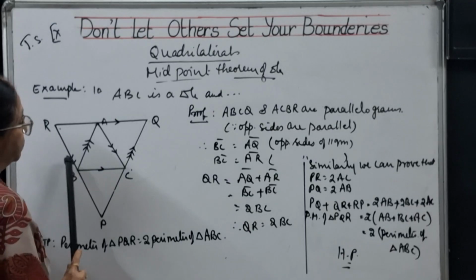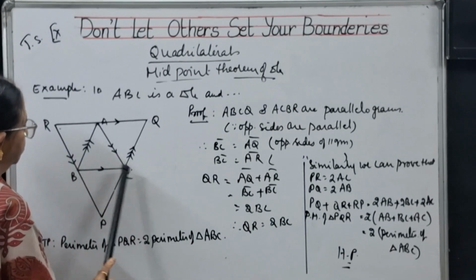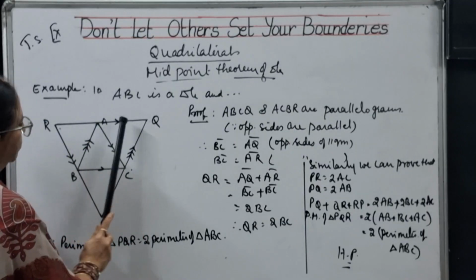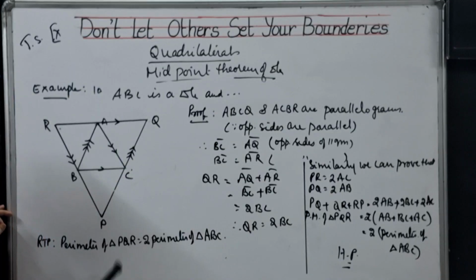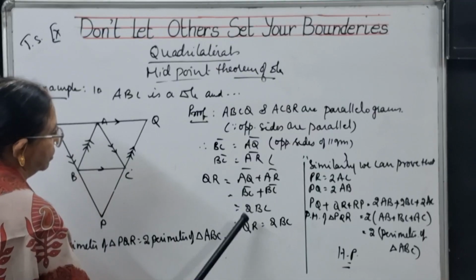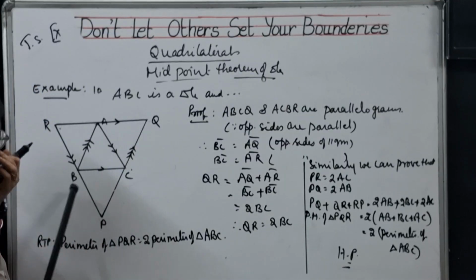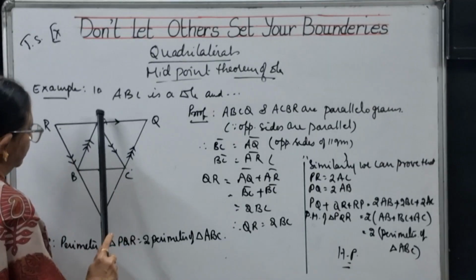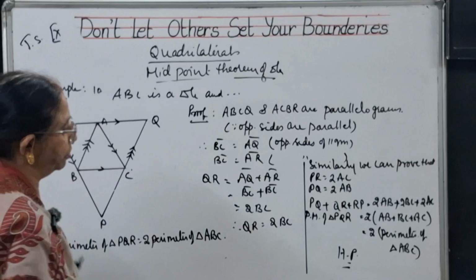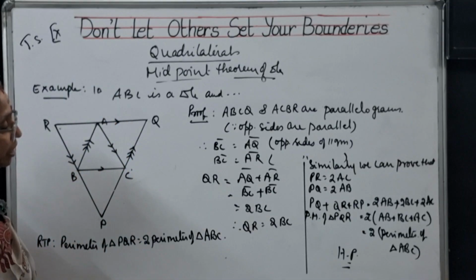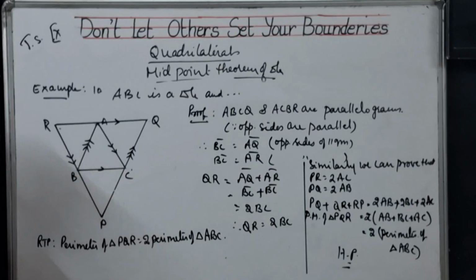So what is QR? QR is nothing but AR plus AQ. AQ is BC, and AR is also BC, that is 2BC. QR means twice BC. Similarly, PR means twice AC, and PQ is twice AB. So 2 times AB plus BC plus CA. This is 2 times the perimeter of triangle ABC. Perimeter of triangle PQR is equal to 2 times the perimeter of triangle ABC. Please note it down, children.